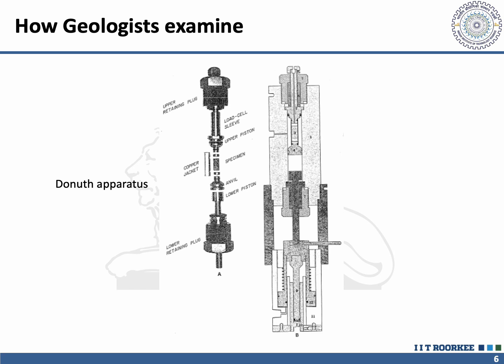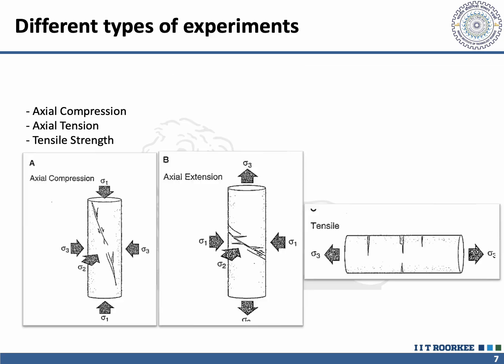Geologists use tools like the triaxial apparatus to simulate these conditions in the lab. Here we have different types of experiments like the axial compression, where sigma 1 is parallel to the axis, the axial tension, where sigma 1 is perpendicular to the axis, and the tensile strength test.